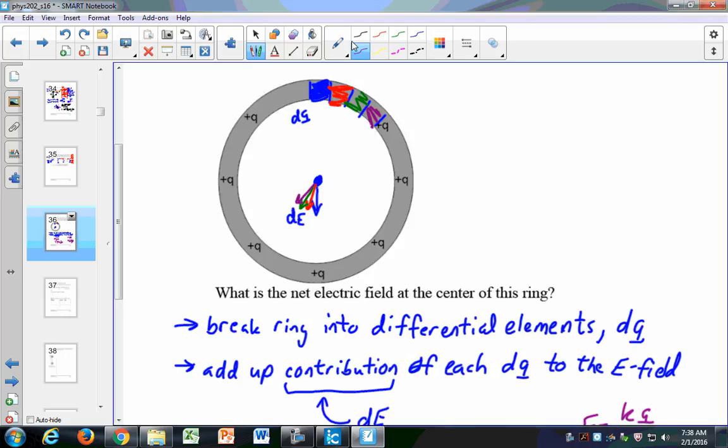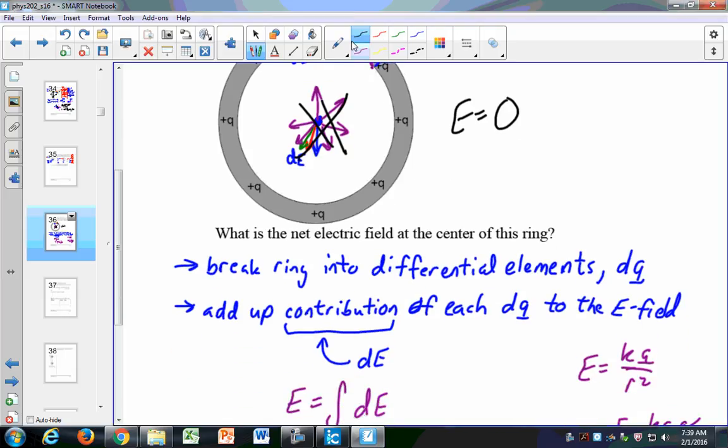Because if I go around and go through this exercise of doing the electric field, I find that all those vectors are going to cancel out. So the net electric field at the center is equal to 0. So that's a really simple derivation for the electric field due to a ring of charge. At the center of a ring of charge, because of its symmetry and because of the way the vectors cancel out, the electric field is equal to 0.